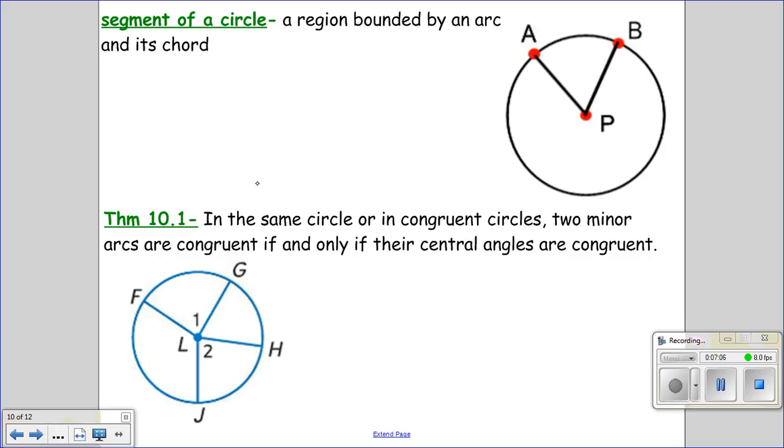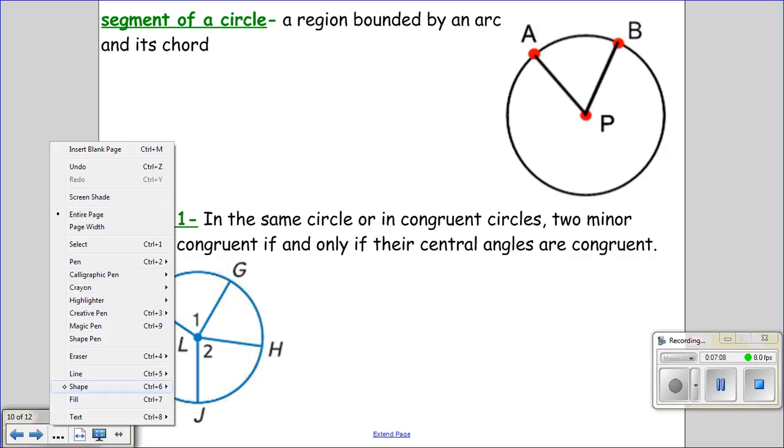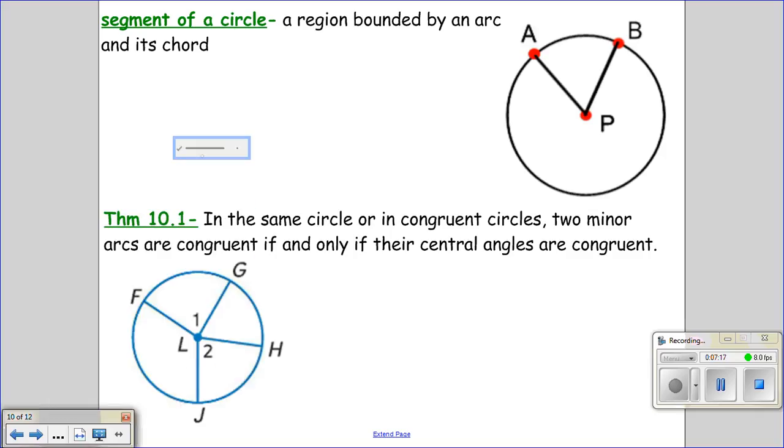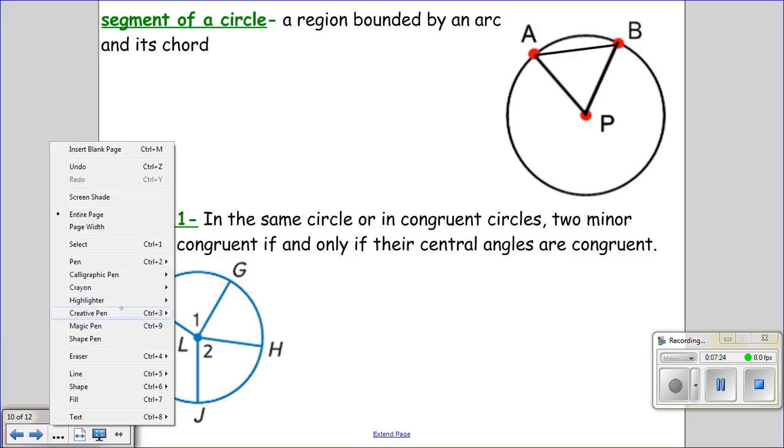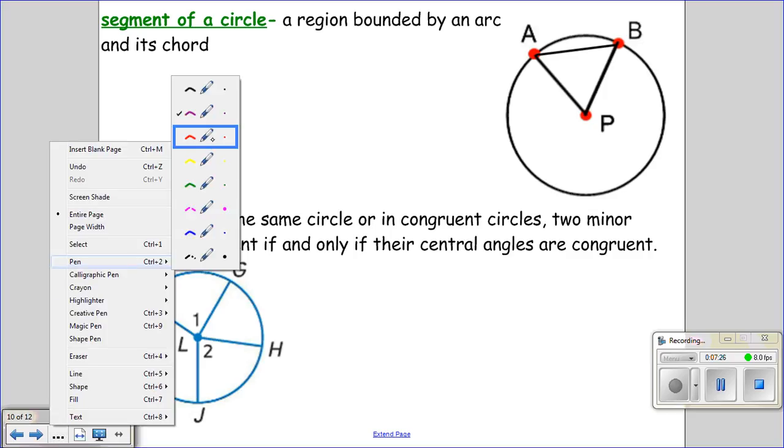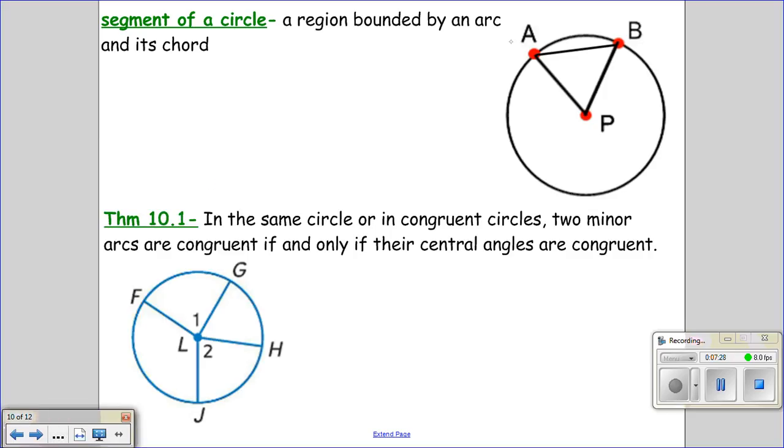Region bounded by the arc and its chord. So if I were to draw chord AB on the picture, the segment we would be referring to is this section of space here.